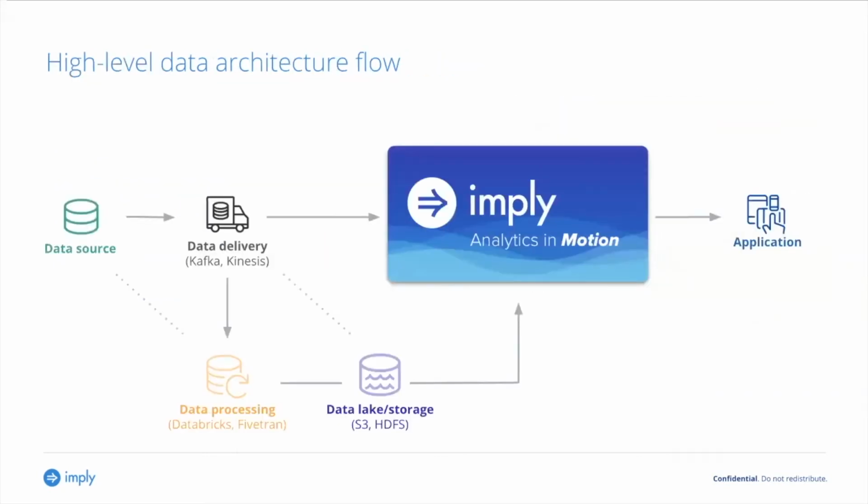Here's a high-level data architecture flow of Imply. You'll have your data sources coming in from the left, your data delivery mechanism like Kafka or Kinesis, sending the data into Imply for ingestion. Or you might be sending your data sources into a data processing system, an ETL platform or machine learning platform, which can then be stored in your data lake or Hadoop storage, which will then be ingested into Imply's batch and compared with the real-time data arriving via your Kafka or Kinesis, and Imply feeds it to your application. But this is a high-level architecture flow of Imply.